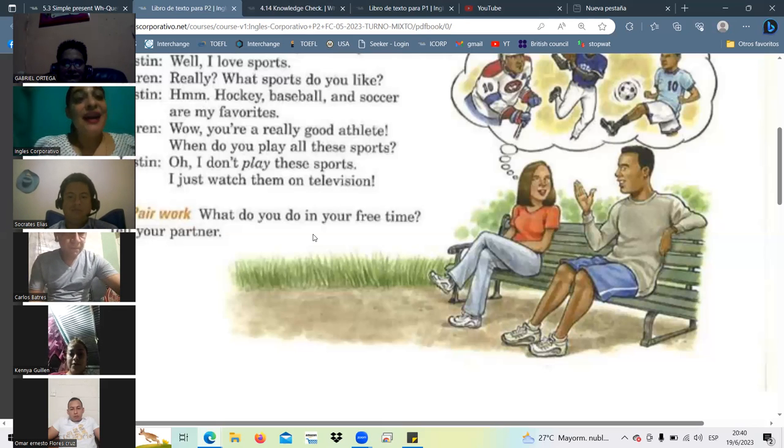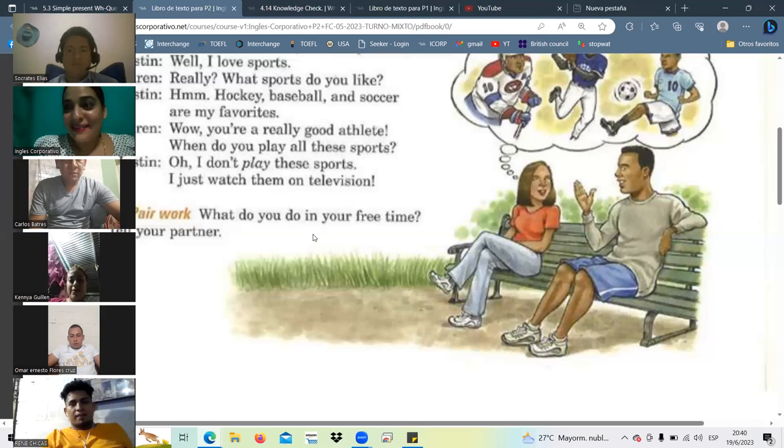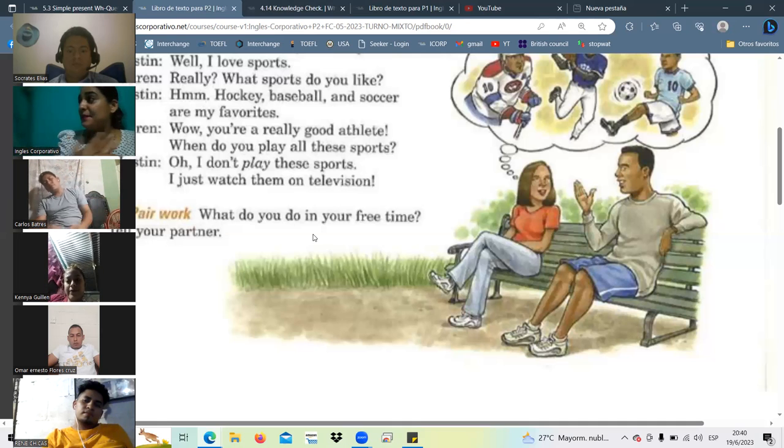I love to play the guitar. Ah, play the guitar. Nice. Excellent. Do you play the bass? ¿También toca bajo? Yes. And piano. Okay, that's good.